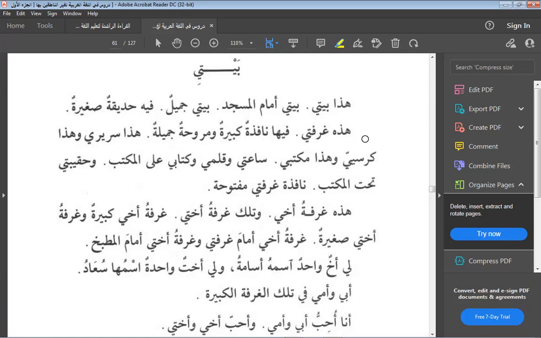Okay. Sa'ati wa qalami wa kitabi ala al-maktab. My watch, my pen, and my book are on the table. Now look at something with Arabic. Arabic will keep repeating wa like that. Arabic will keep saying sa'ati wa qalami wa kitabi wa hizai wa mindili wa hatifi wa. But English would have said sa'ati, comma, qalami, comma, kitabi, comma. That's what English does. But Arabic, we keep bringing the wa.